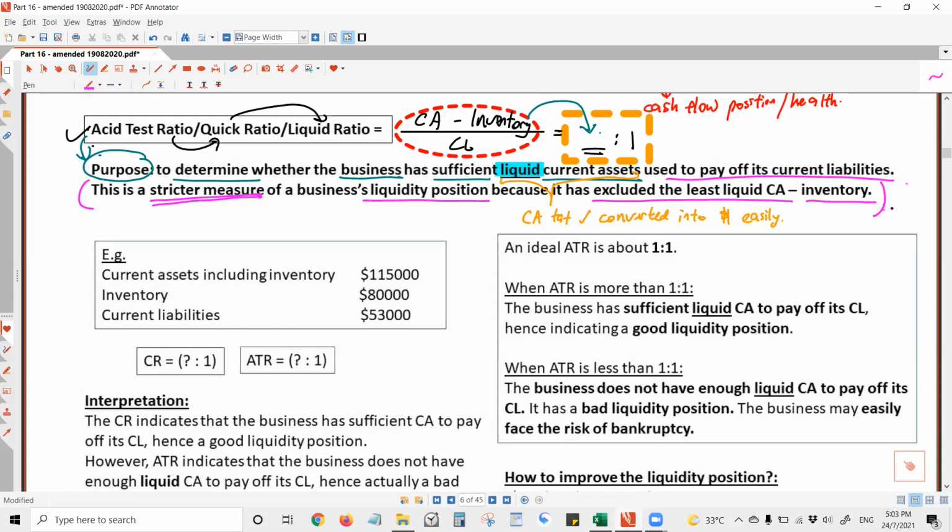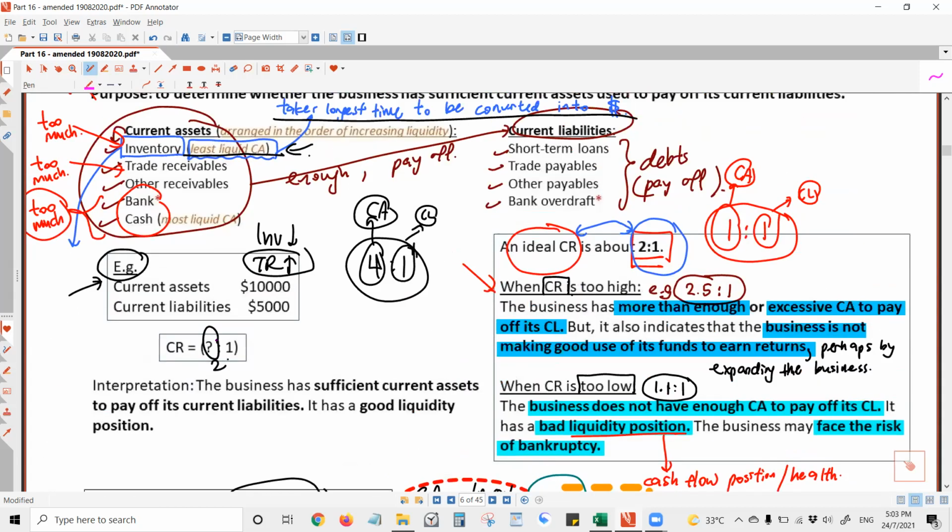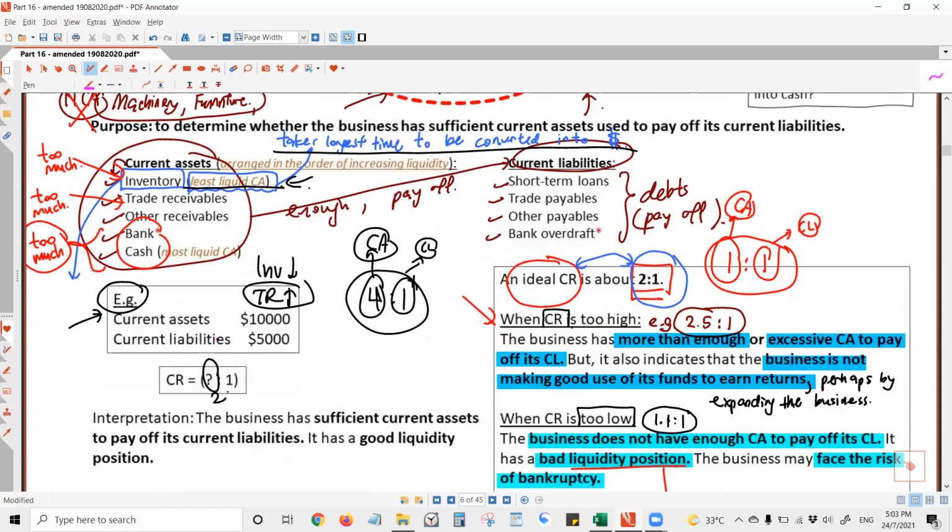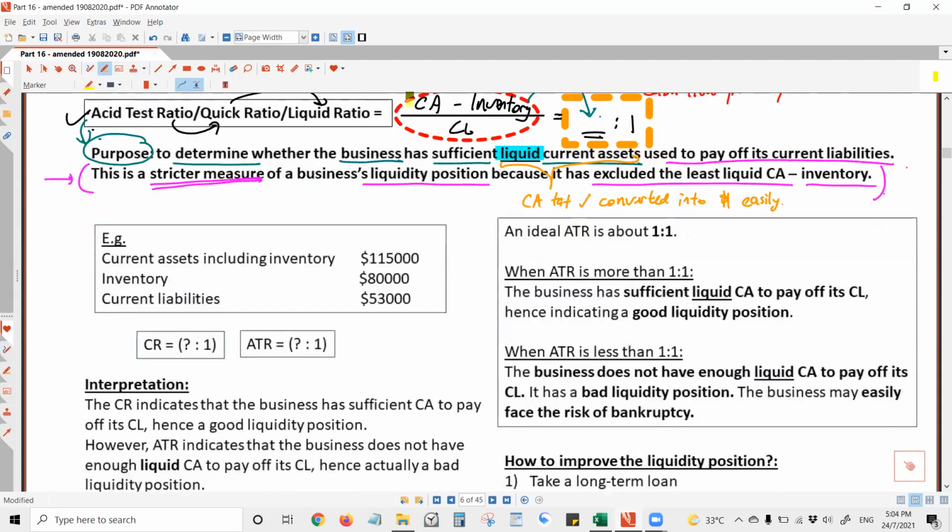Some questions would ask you why acid test ratio is better than current ratio. Later, I will show you the question. So this line, later you're going to make use of it. Now, just like current ratio, the ideal one is 2 to 1. There is also an ideal number for acid test ratio. The ideal number is 1 to 1. So when it's more than 1 to 1, that means it's slightly bad because you have too much fund. When it's less than 1 to 1, that means it's bad as well.